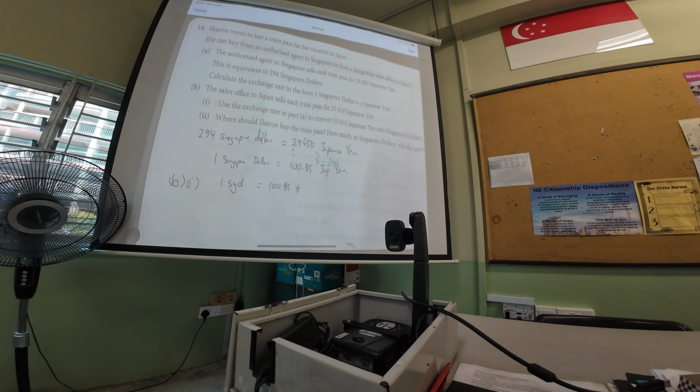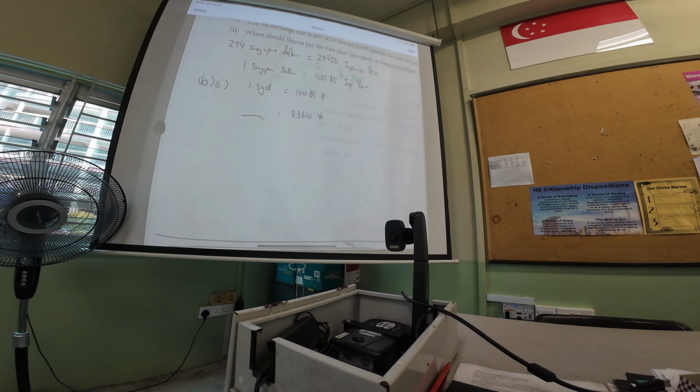Convert. So now I have 33610 yen. How much is it in SGD? This is what I want to find. Okay? So remember in ratio we did before, to convert from 100.85 to 33610 is more difficult. But I can convert this to 1 first. I convert this to 1, then from 1 convert this to 33610. So I can first find 1. 1 yen is dividing by 100.85. So it is 1 divided by 100.85 SGD.